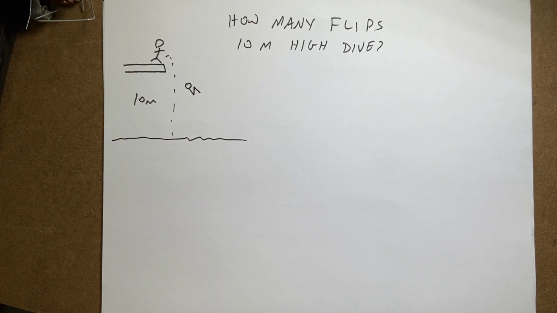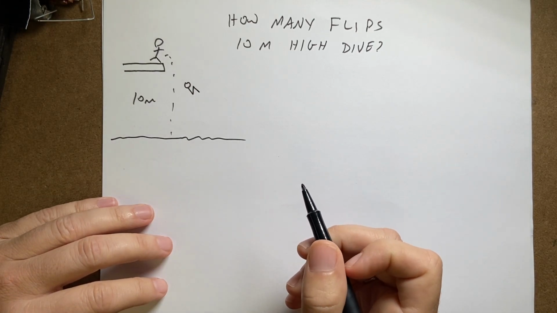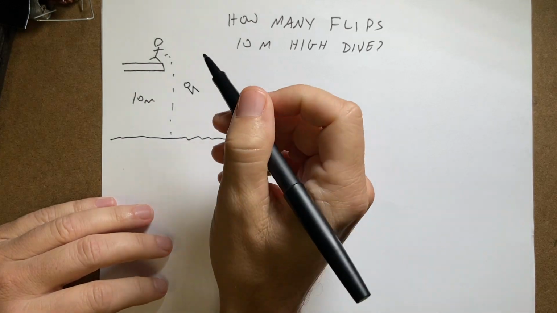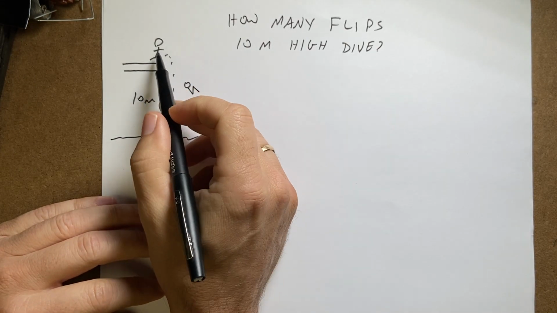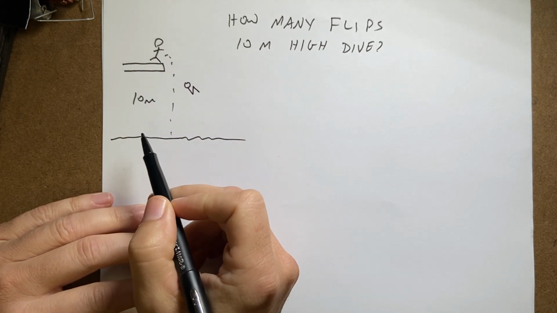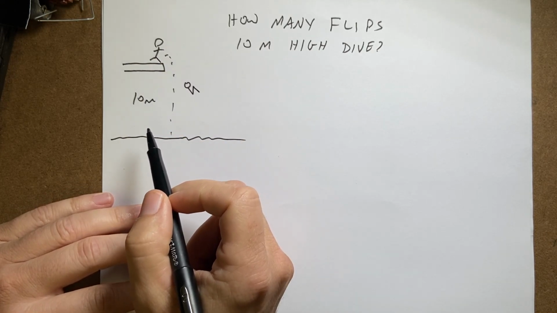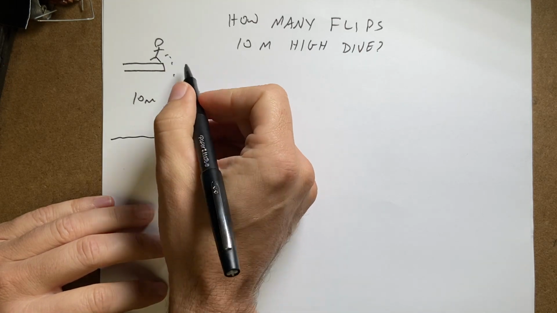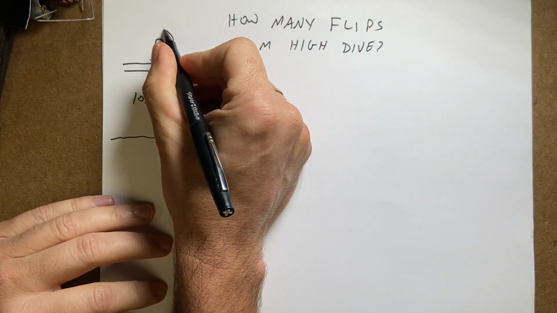Okay, I really haven't thought this problem through all the way, so this might take a while. But here's the basic idea. You have a guy or girl, and they jump off this 10-meter platform, which is scary as it is. And during that fall, they start off with some initial angular rotation.